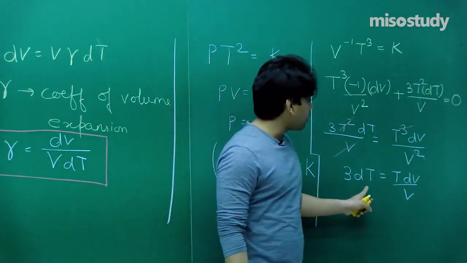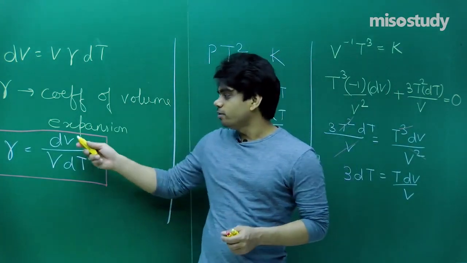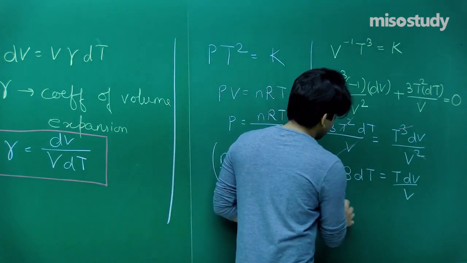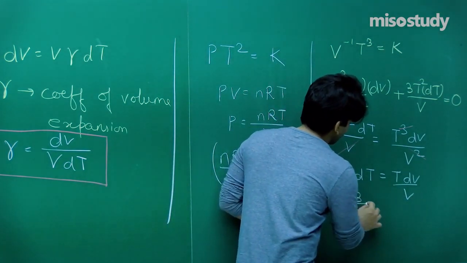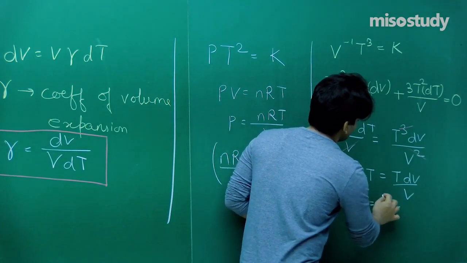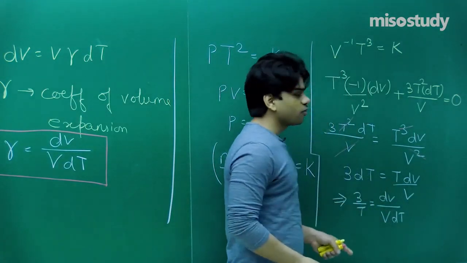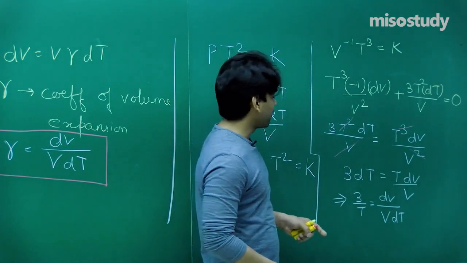Now clearly you have to find a relation in this way. You want dV by V dT. So dV by V dT you will obtain as 3 by T. So 3 by T will be equal to dV by V dT. Hope that you have got the value of the coefficient of volume expansion.